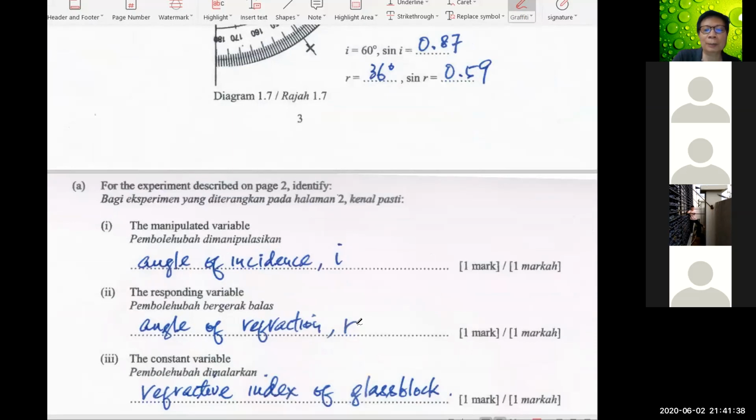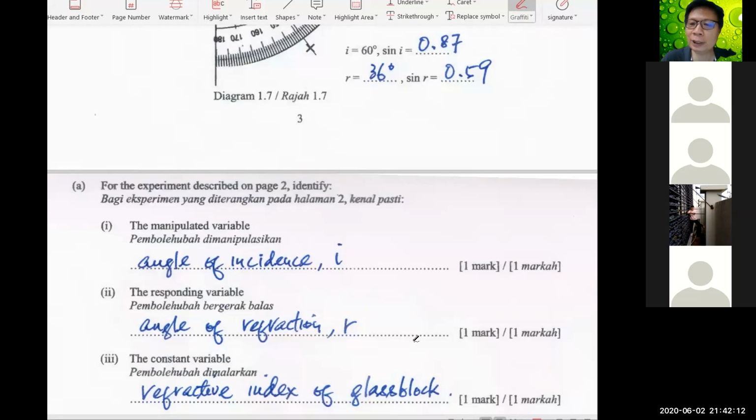And constant variable. In the experiment, one thing cannot be changed. One is the glass. The piece of glass cannot change. But I know most of them will give the answer, type of glass. No. Don't ever use the word type. Understand? If you want to talk about the glass, you say the refractive index of the glass block. Okay? This is something you do with the glass, understand?